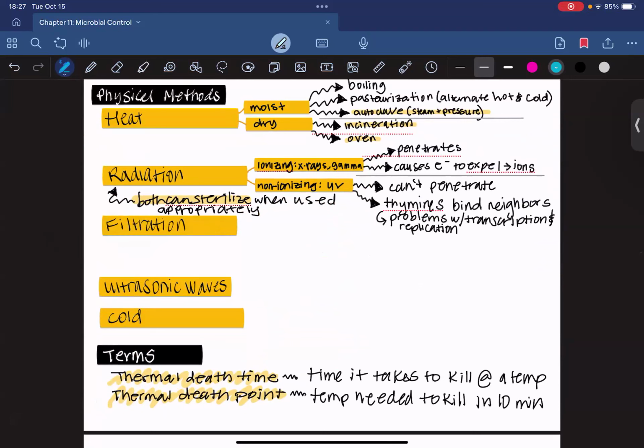So I've updated my little thing with the radiation guys and made my little notes about not being able to penetrate or penetrating, and then expelling ions versus thymine dimers.